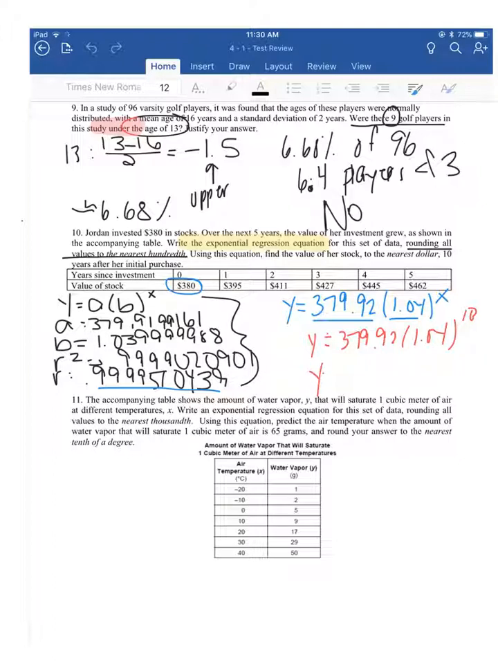And you get that is going to be equal to $562.37. Okay, so this is the answer to the first part. This is the answer to the second part.